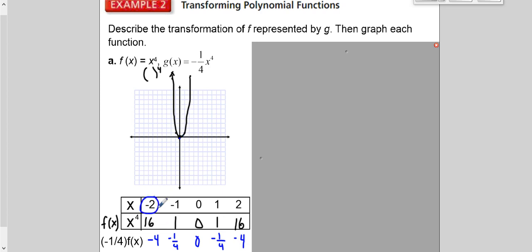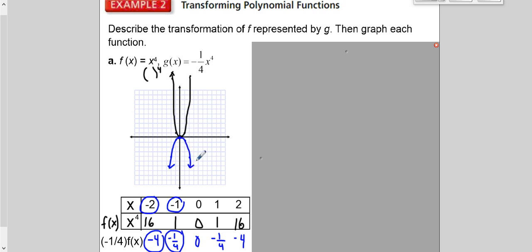Now we're using the top and the bottom. So -2 is our x when our y value is -4. So -2, -4. -1 goes with -1/4. Just estimate. 0, 0. 1, -1/4. And 2, -4. Draw your graph. Okay, we've got our graph.